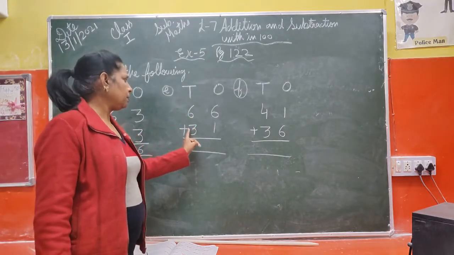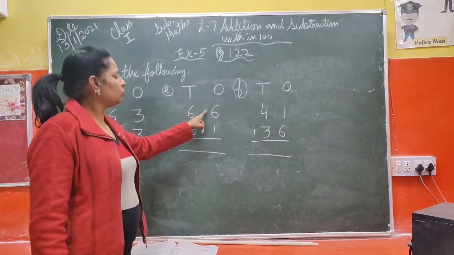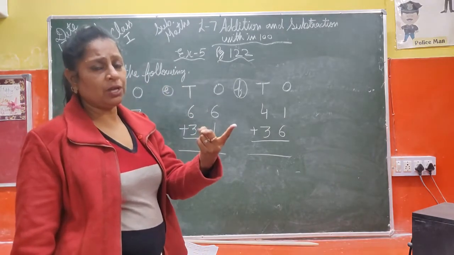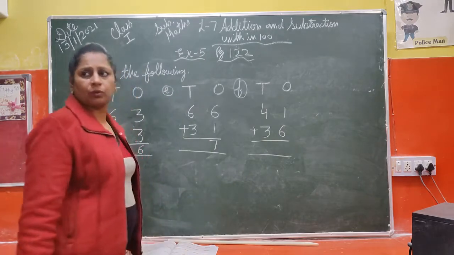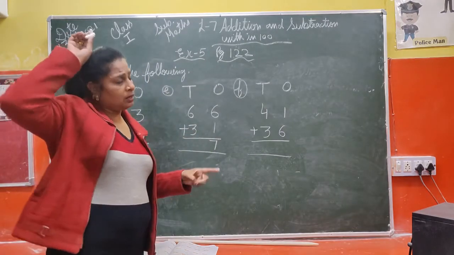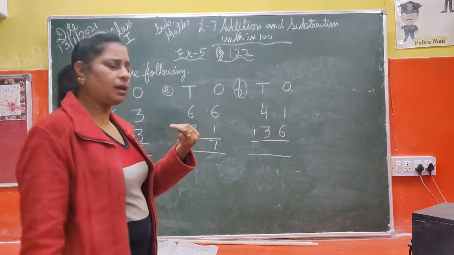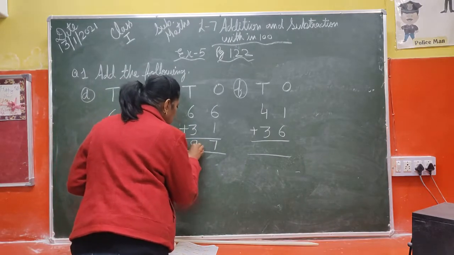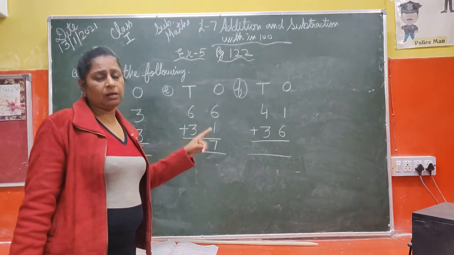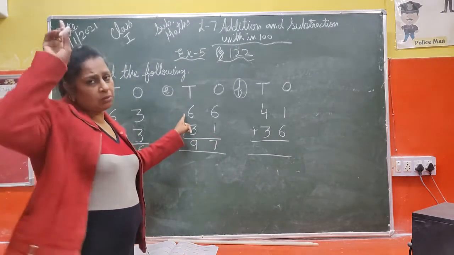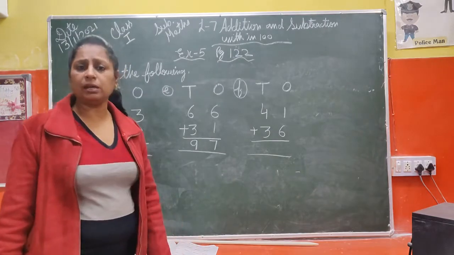Now 66 plus 31. So this number is in your mind and this one is finger. So 6 in my mind and 1 in my finger. After 6, 7. So right here 7. Okay. Now 6 in my mind and 3 in my finger. After 6, 7, 8, 9. So 97. Again 6 in my mind, 1 in my finger. After 6, 7. 6 in my mind, 3 in my finger. 7, 8, 9. 97.